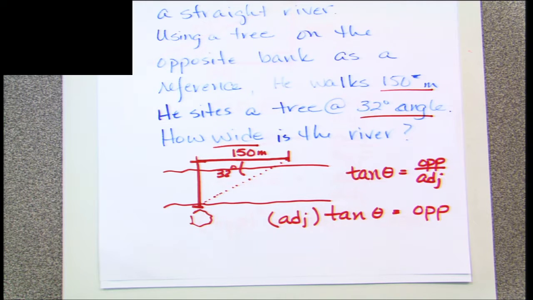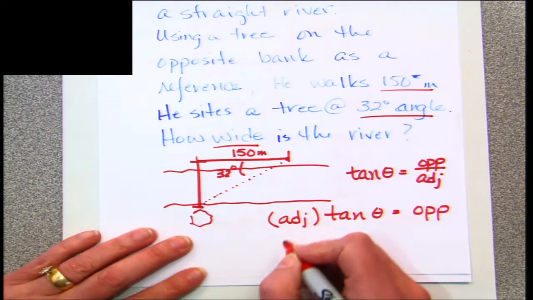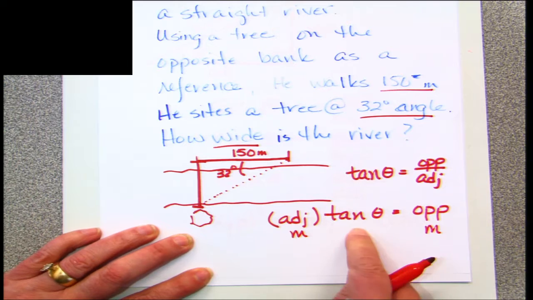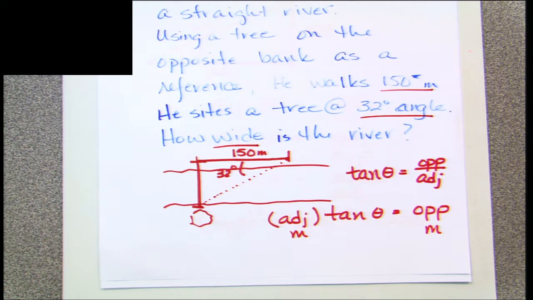This is also a good time to do your unit analysis to make sure that your units make sense. So in this case, this is in meters, and that's in meters. The tangent is a ratio, so my unit analysis balances out. I have meters on both sides, so I know I've done my arithmetic correctly. I know I've done my adds and my multiplications and my divides correctly. So that's all good. And now I'll put my 150 meters in, the tangent of 32 degrees.